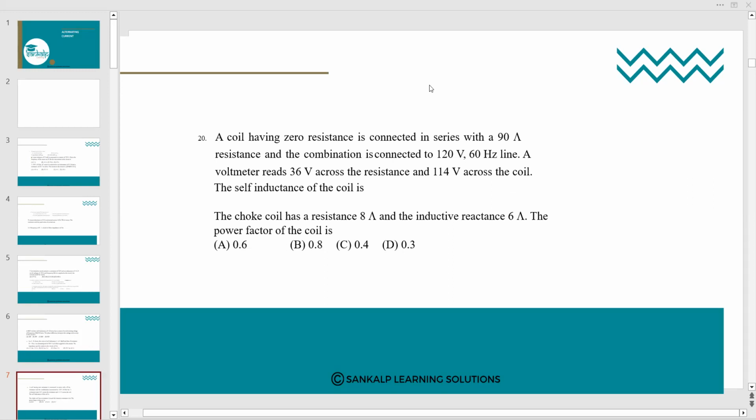To calculate the self-inductance of the coil, they are giving you that it has zero resistance. The resistance is given as 90 ohm. Next, it is connected to a 120 volt and 60 hertz line, so frequency is given here. The potential is also given, and the voltmeter reading is given. So let us calculate the self-inductance of the coil.